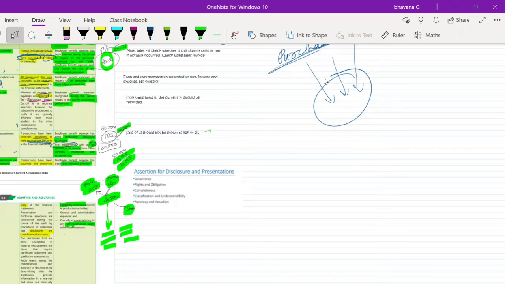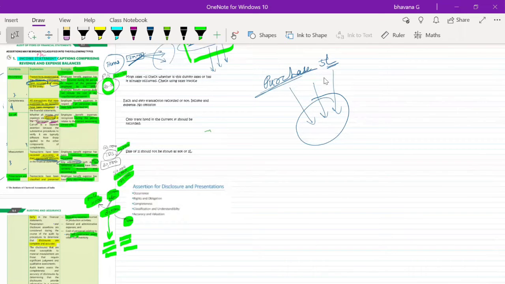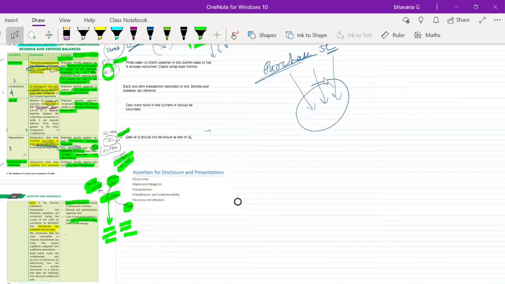Tell me about cutoff. That these purchases relate only to the current year. Very good, guys. Okay, 3 assertions are over. It is related to the financial year. Yes, correct. Okay. Next, measurement. Tell me about measurement.